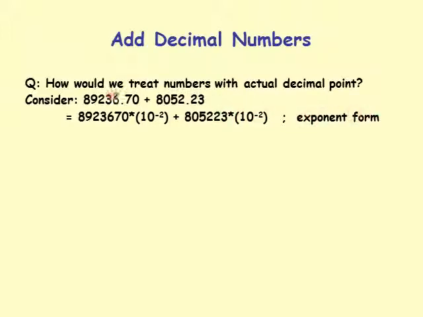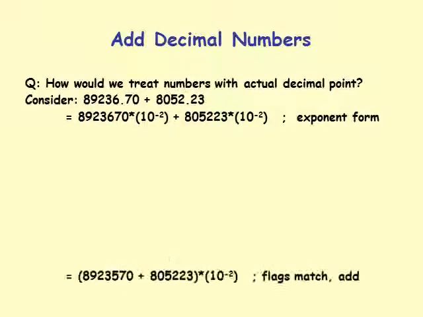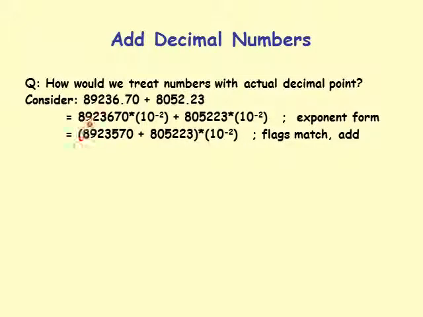And this is the exponent form of the decimal numbers we had. We studied the exponent form in the previous section. Let's continue here. So it's just like algebra. Flags match, both flags are -2 here, and this is the coefficient 8923670, and this is another coefficient 805223. So we add the coefficients like we studied in the algebra video, and we keep the flags. The flag, the exponent value, was 10 raised to the power -2.